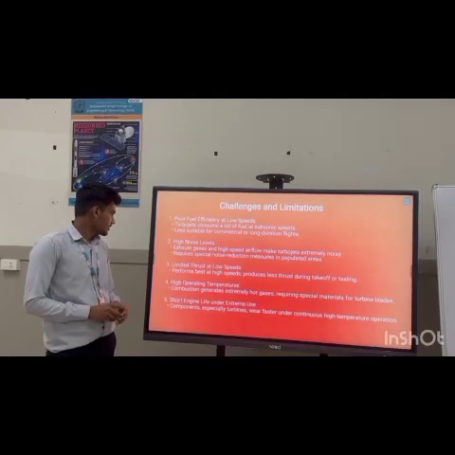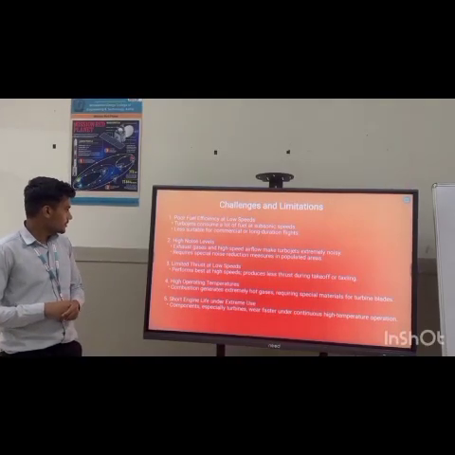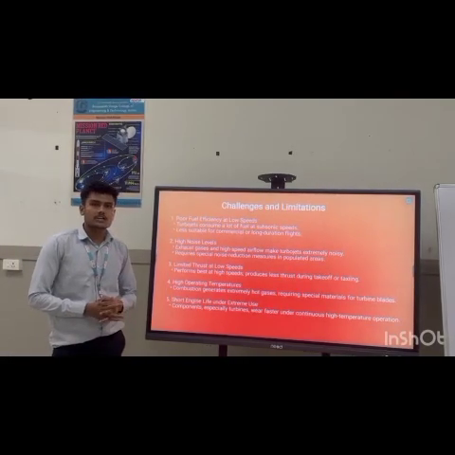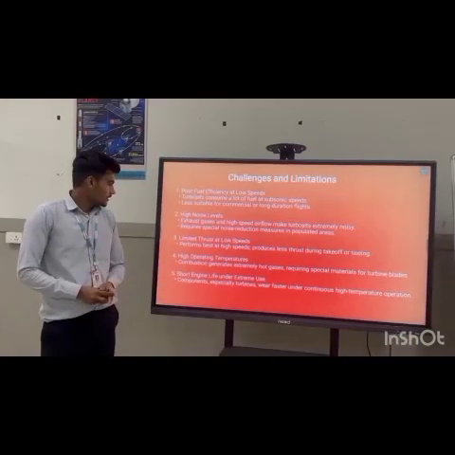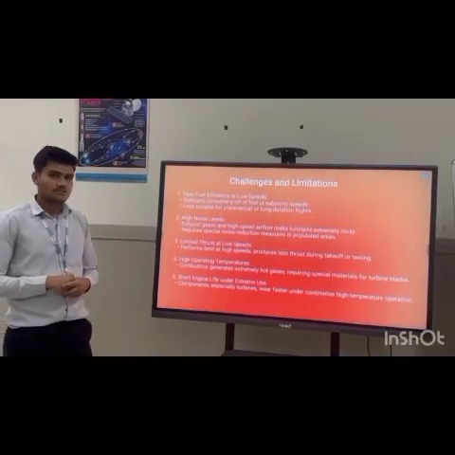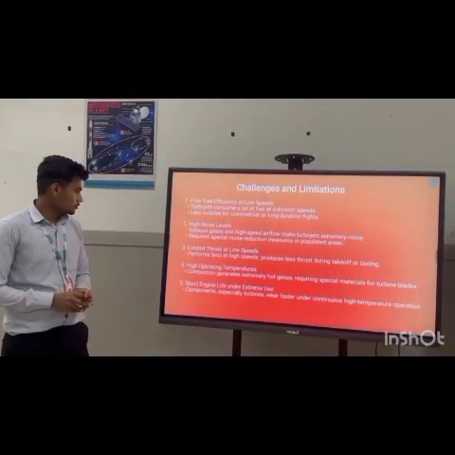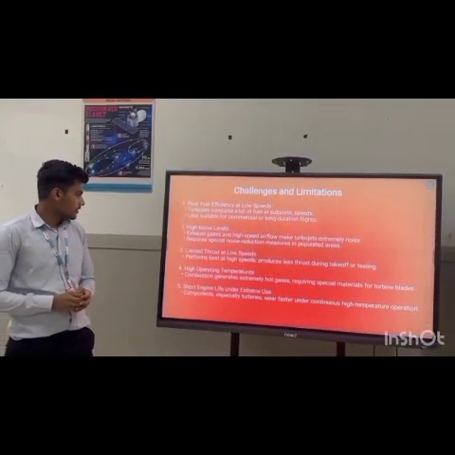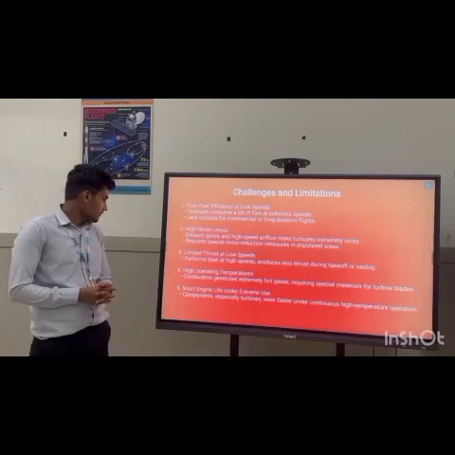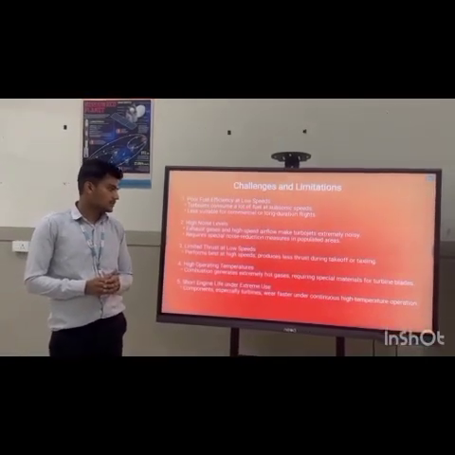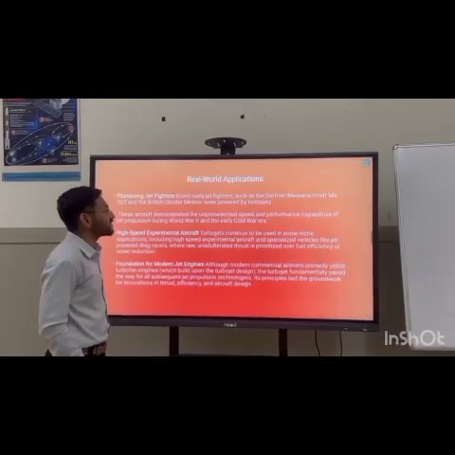Third is the limitation of thrust at low speeds. Performance is best at high speeds, and it produces poor thrust during takeoff and taxiing. Fourth, combustion generates extremely hot gases, requiring special material for the turbine blades. The fifth is the short engine life under extreme use. The components typically wear faster under continuous high temperature operation.